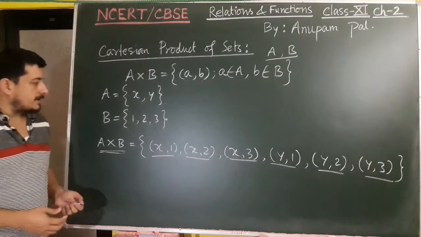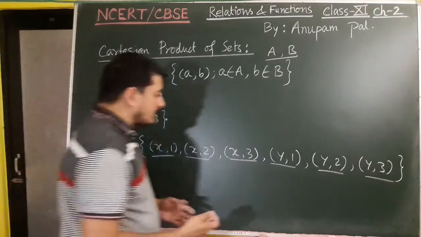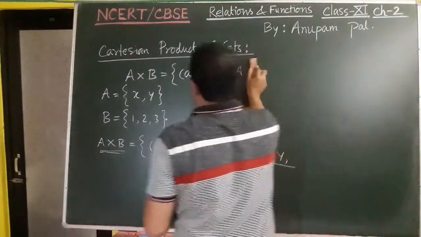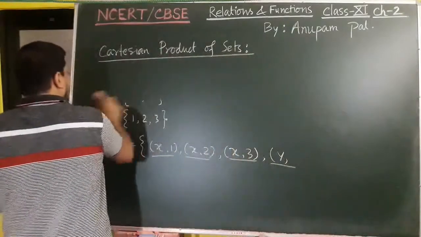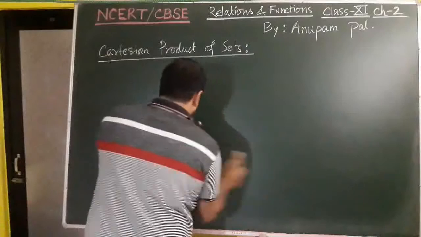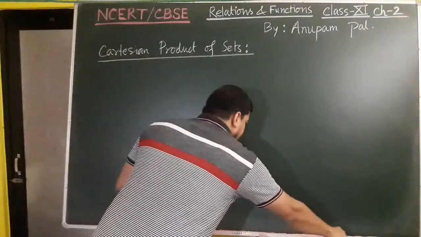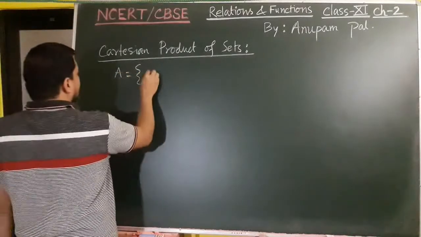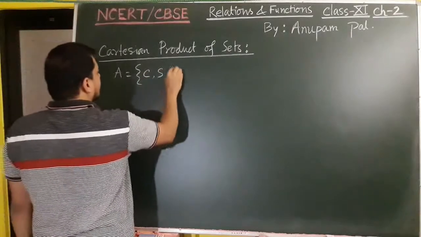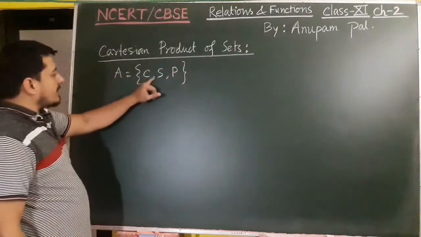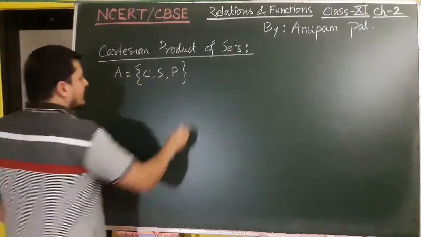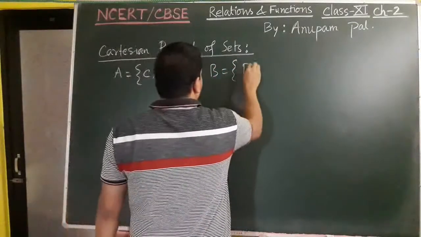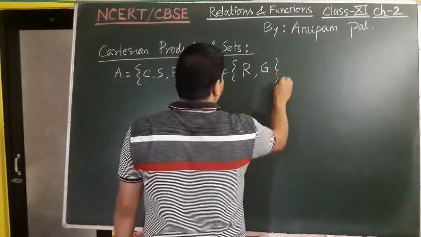Okay, now we shall solve one more example. Suppose I have something like this set A, which you can say is coat, shirt and pant. So C for coat, S for shirt and P for pant. And suppose one more set which will have two colors, R for red and G for green.